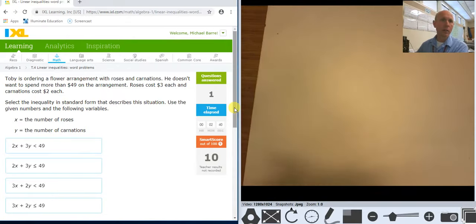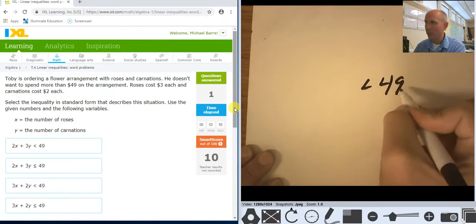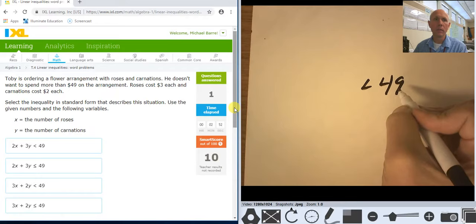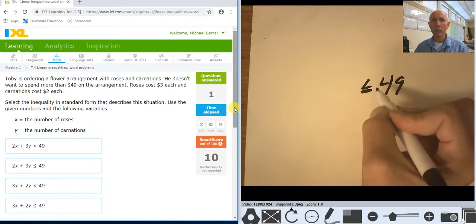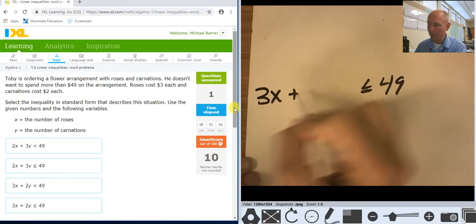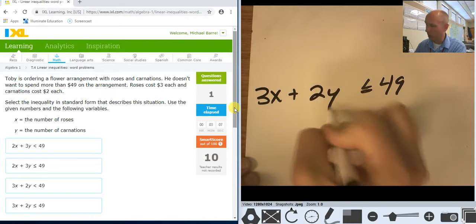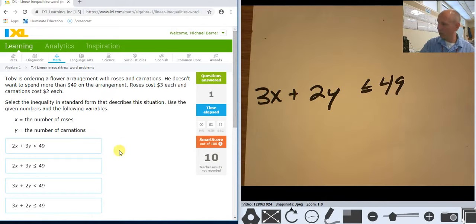This one looks better. Toby's ordering flower arrangements. He doesn't want to spend more than $49, so we've got to stay at or below $49. Roses are $3 each, so 3 times the number of roses plus 2 times the number of carnations. That way he stays under the 49, so 3x plus 2y.